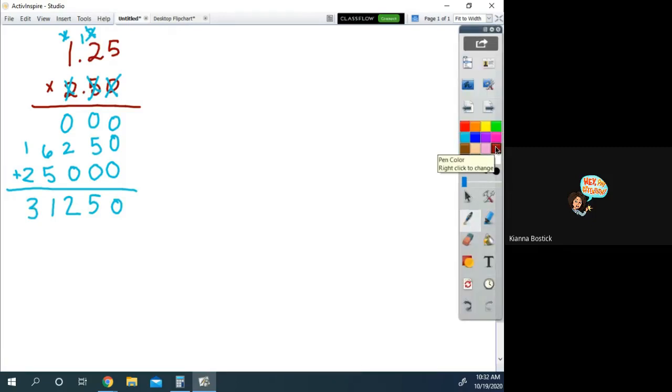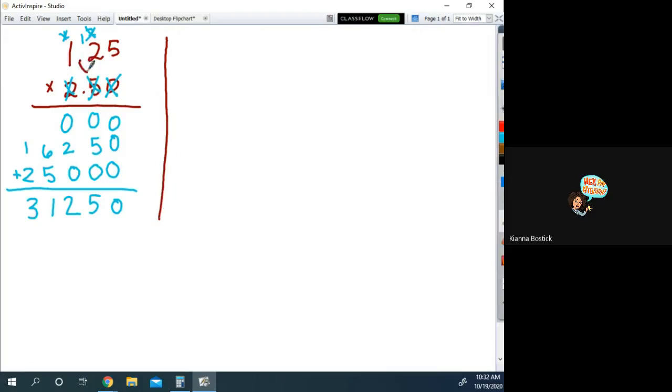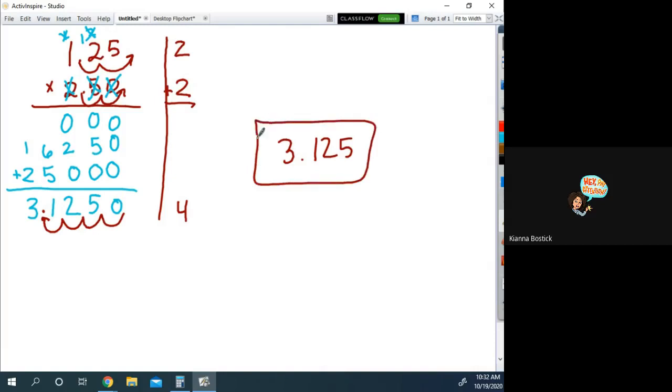I need to count my decimals. So again, to the window, to the wall. We're going to move our decimals to the wall. 1 time. And 1, 2 times. So 2 plus 2 gives us 4. So I'm going to move my decimal 4 times to the window. 1, 2, 3, 4. So I have 3.125 as our final answer.